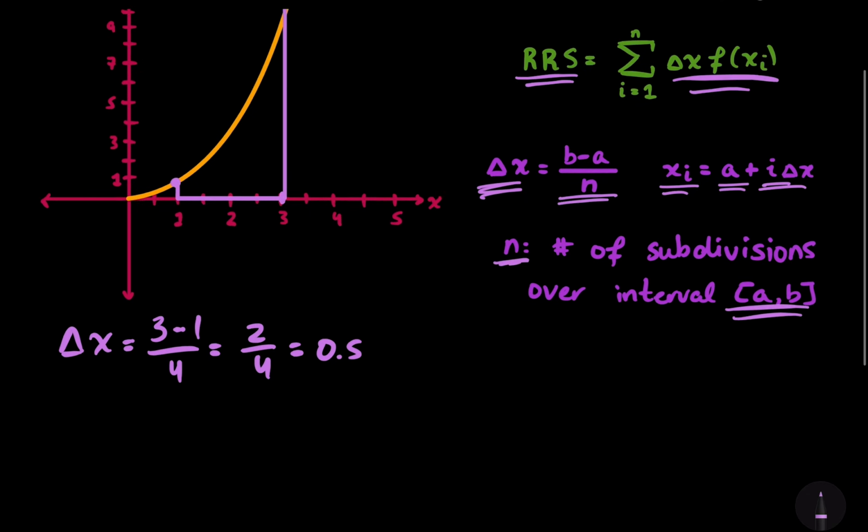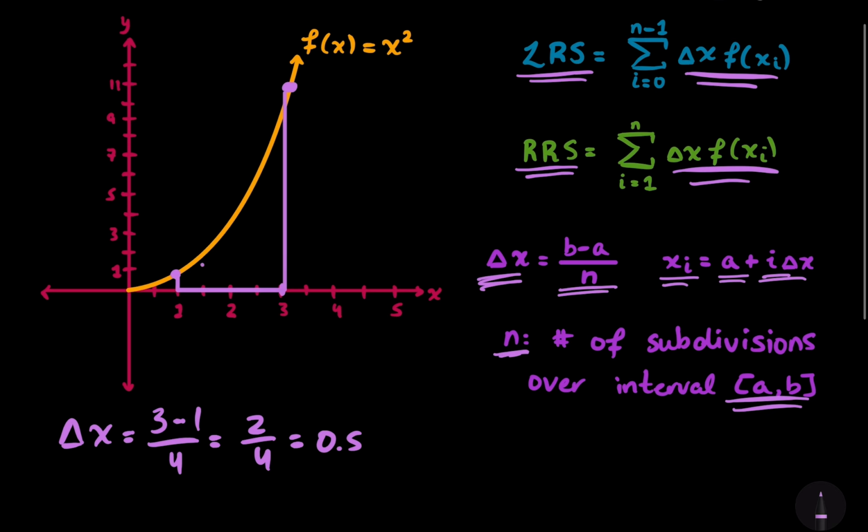So let's go ahead and represent that. So this would be our first subdivision. This is our second one. And then this one would be our third. And then that would be our 4 subintervals right over there.